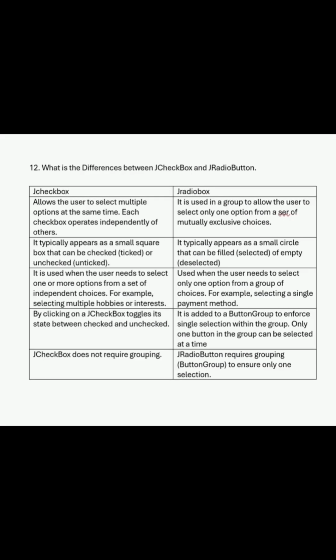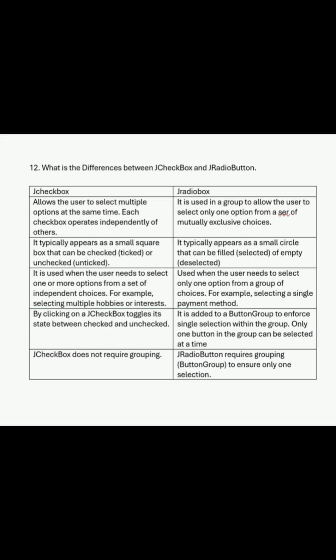12. What are the differences between checkbox and radio button? Checkbox allows the user to select multiple options at the same time. Each checkbox operates independently of others. Radio button is used in a group to allow the user to select only one option from a set of mutually exclusive choices. A checkbox typically appears as a small square box that can be checked, ticked, or unchecked, unticked. A radio button typically appears as a small circle that can be filled, selected, or empty, deselected.